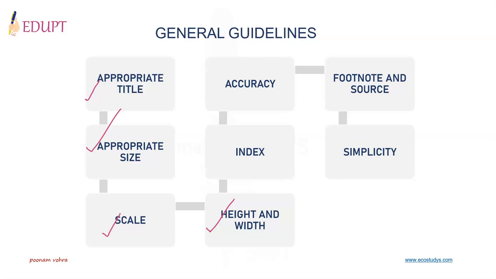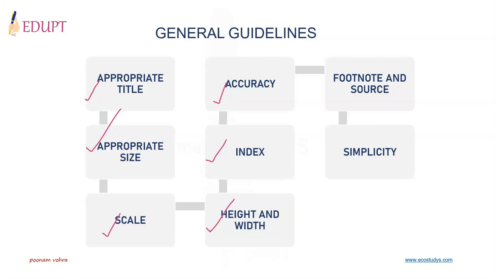Next is about the index. That is, when various items are shown on a single diagram, then different shades and colors should be used to differentiate between them. An index explaining these should be given for clear identification and understanding. Then, it is obvious that diagrams should be drawn accurately by using the proper scales of measurement.